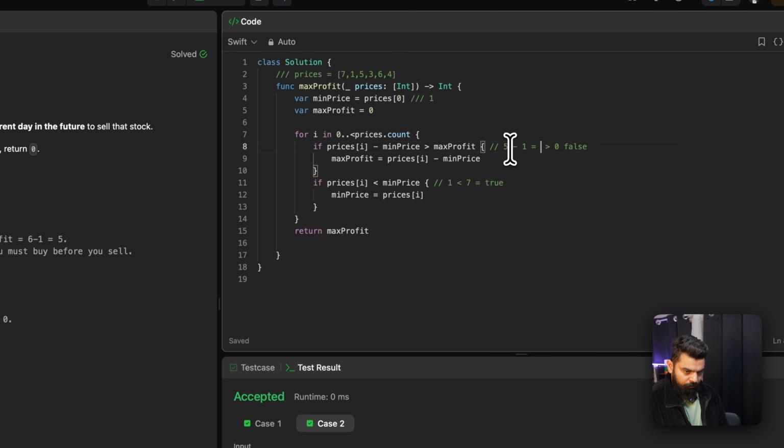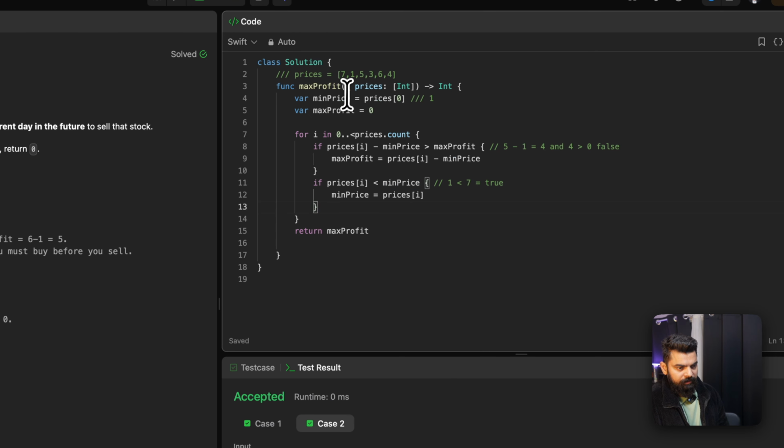Which is equal to 4, and 4 is greater than 0, because max profit is 0. So 4 is greater, and it will update our max profit. All right, so here it will go again. Prices[i] is again 5, and min price now is 1, so it will not go inside this condition, because definitely 5 is not less than 1.